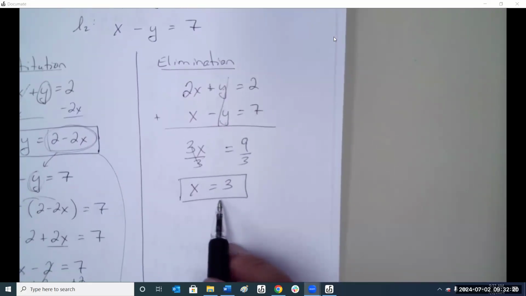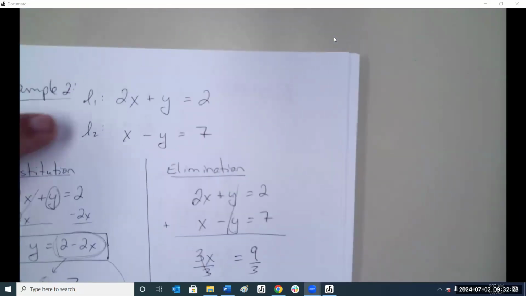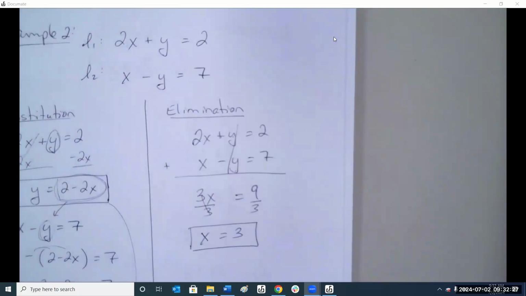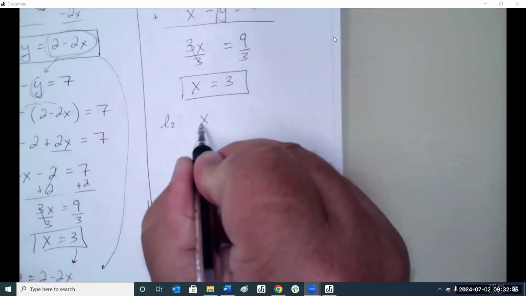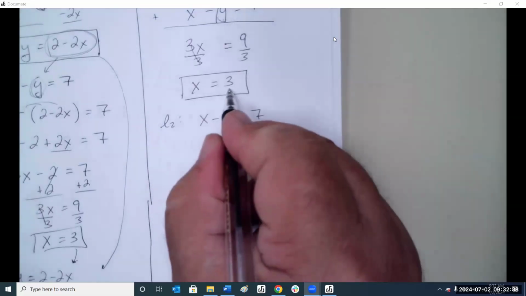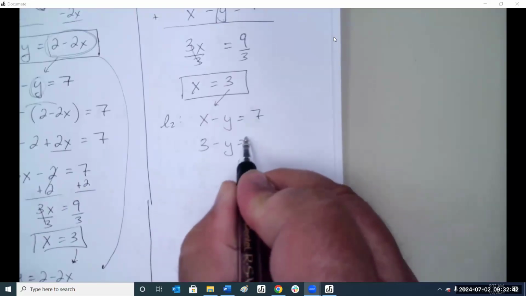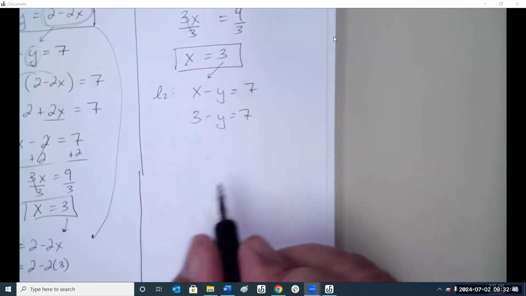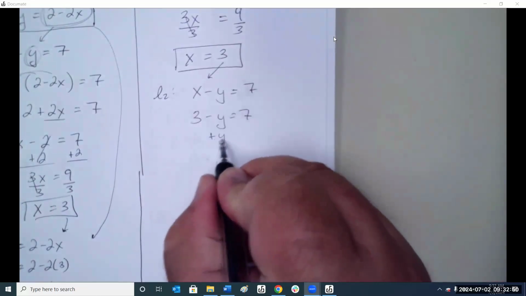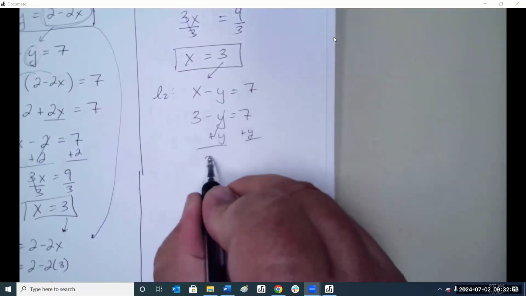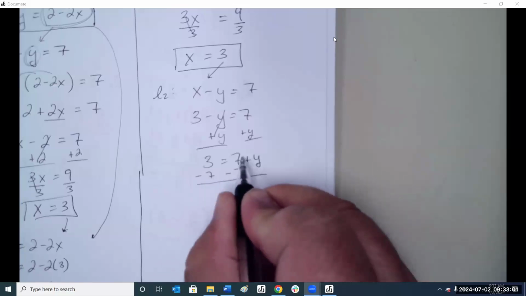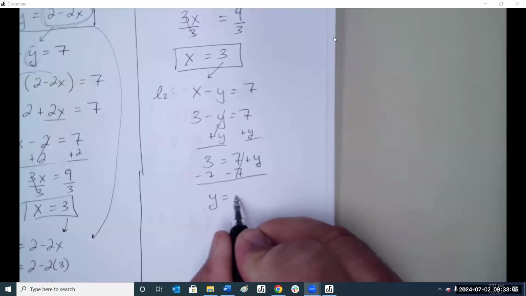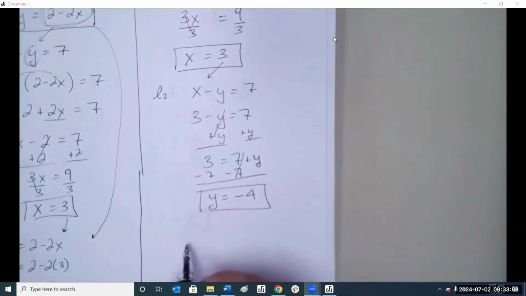Now, what do we do with that? Pick either one of these two equations and plug that in there. Let's do line two. X minus y equals 7. So anywhere I see an x, I put a 3. Solve for y. We add y to both sides to get rid of the negative coefficient. And then we subtract 7. So y is equal to negative 4. So our answer is 3, negative 4.